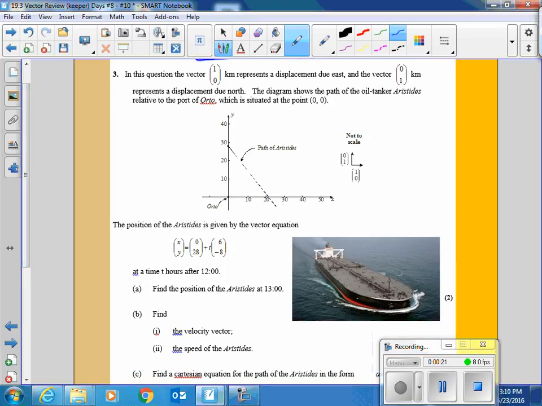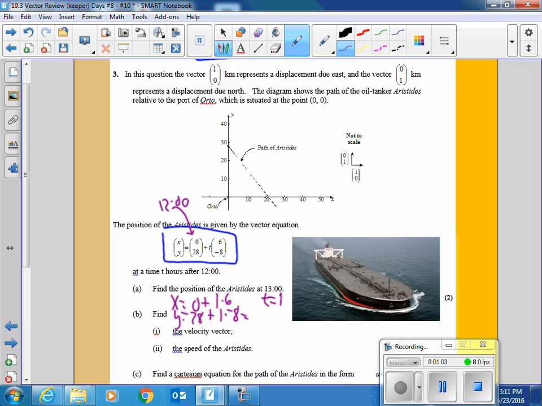In this question, vector (1, 0) is east, (0, 1) is north. And we have this oil tanker. And down here is the vector. Find the position of the Aristeade at 1300. So at 12 o'clock, this is where it was, the origin, (0, 28). At 1300, t is equal to 1. So x is 0 plus 1 times 6. y is 28 plus 1 times negative 8.